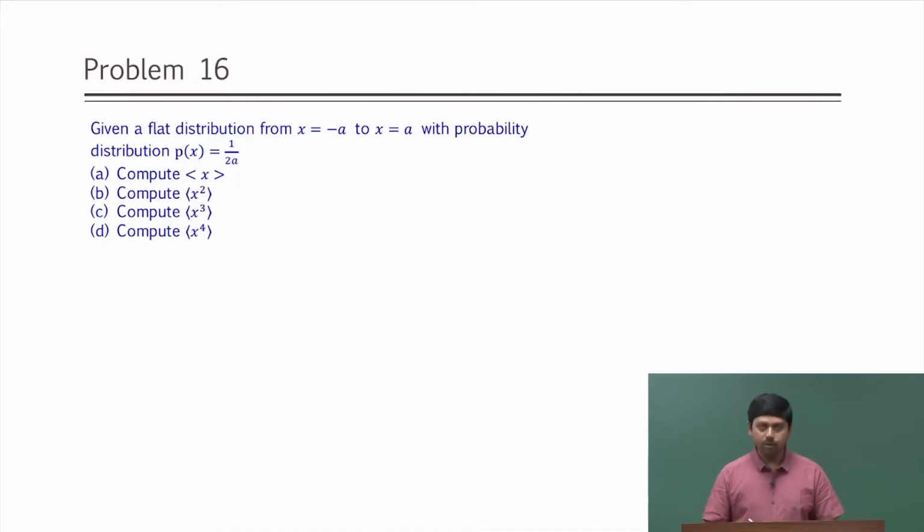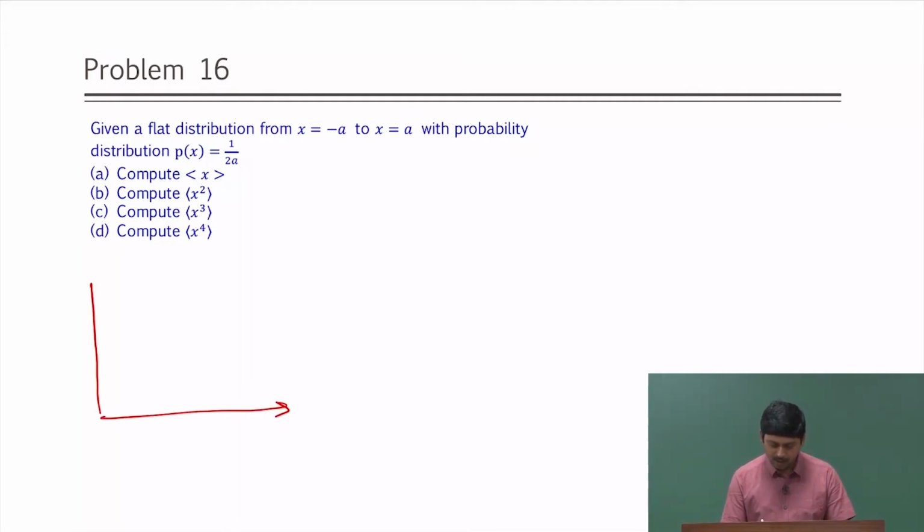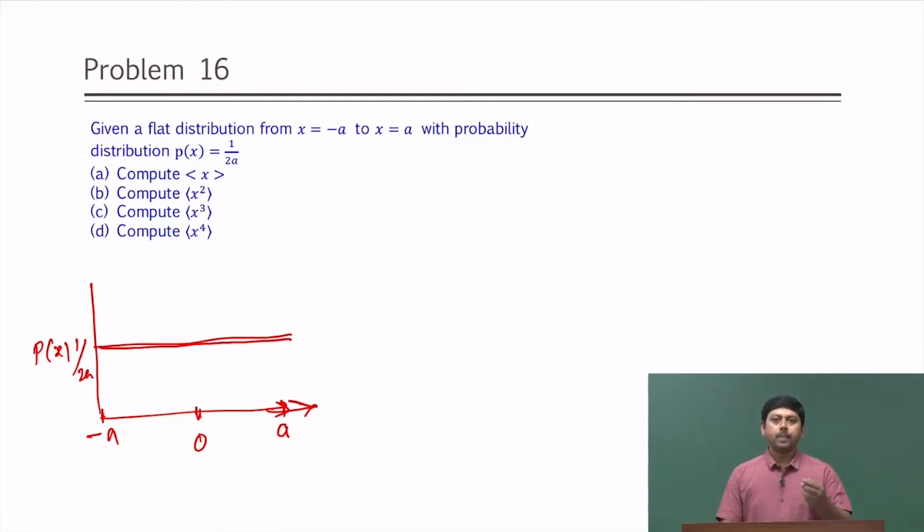So, here we are talking about a flat distribution, which means that the probability is the same everywhere in the range between minus a to plus a, and that value is nothing but 1 by 2a. So, that will look something like that. And this kind of situation arises, as you know, for systems with all equal energy levels, where there is no preference between one energy level versus another one.